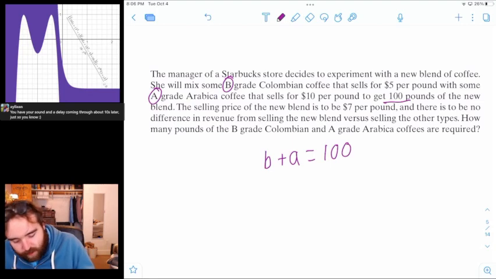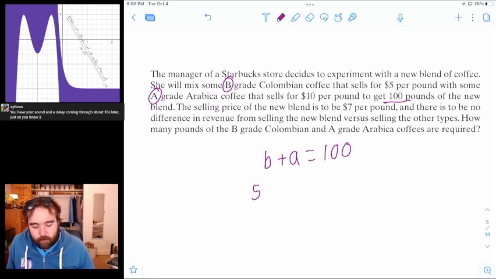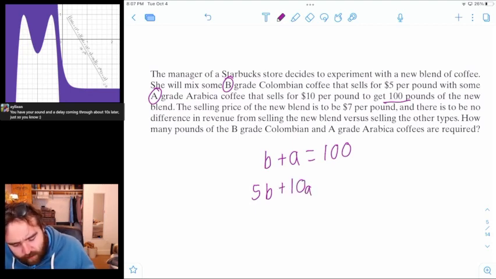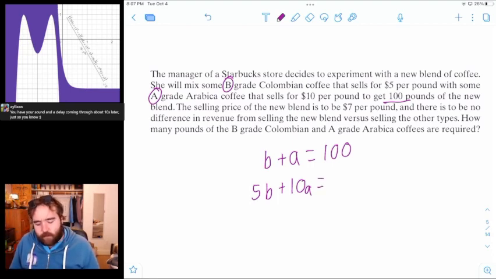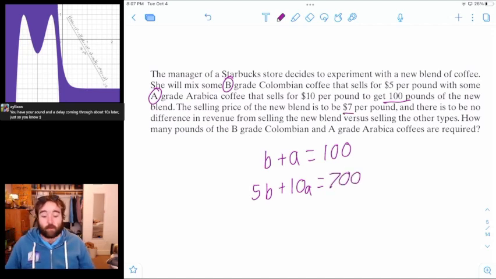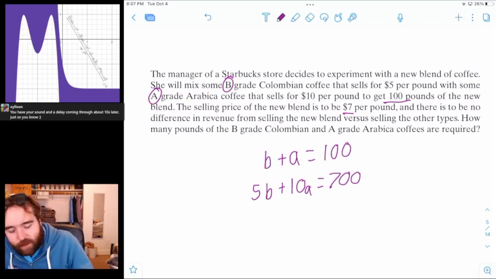So I'd say we're going to have $5 per pound for all of our grade B coffee, and then add on $10 per pound of the grade A coffee. And then if we have a total of 100 pounds, how much is it going to cost if it's going to be $7 a pound? Well, it should be $700. Now that we have the equations set up, can't we just solve the system for A and B? So how do we do that?